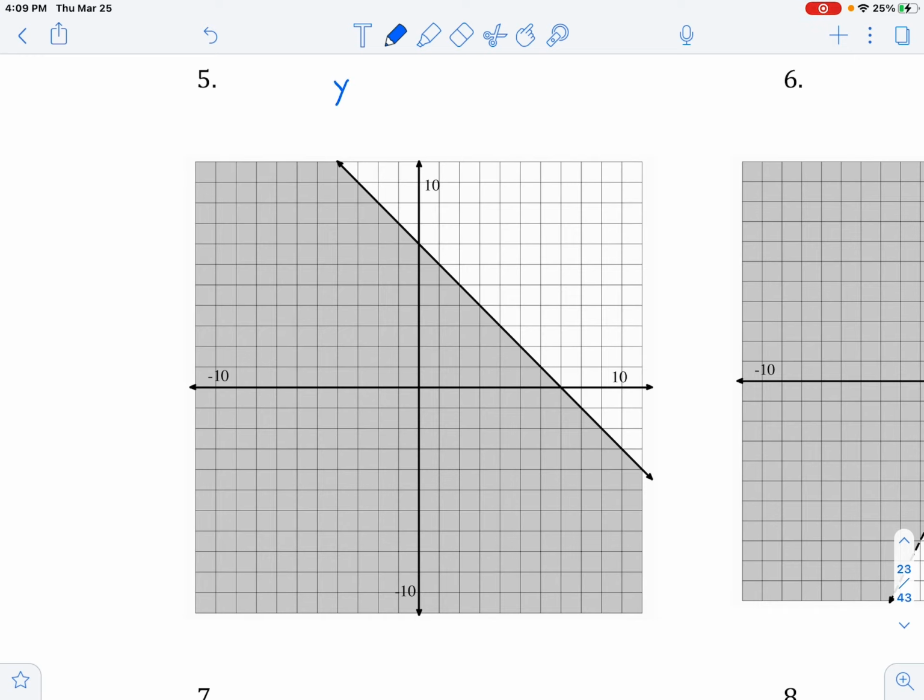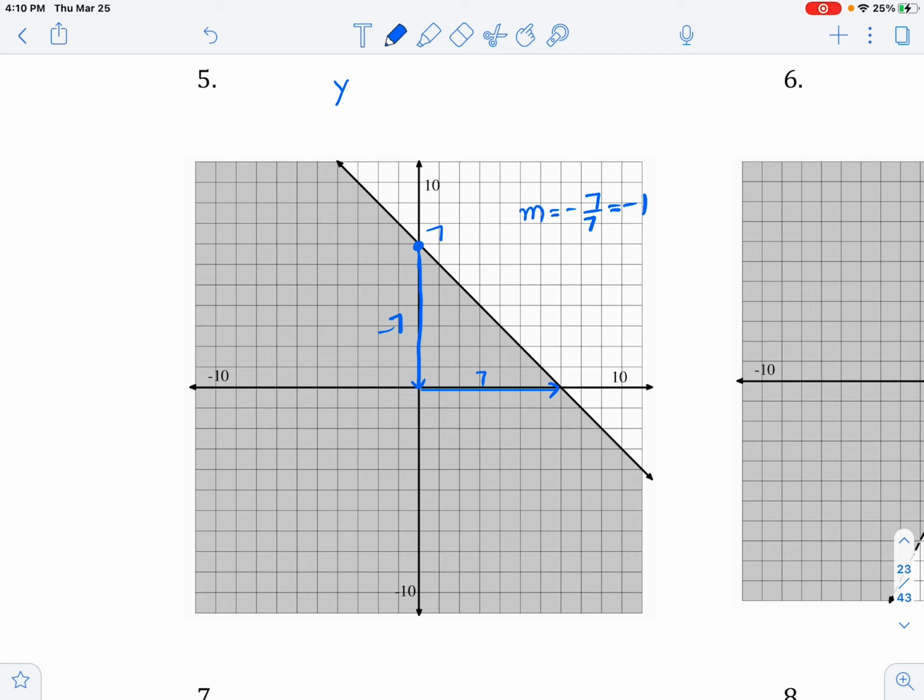Y is... now in this case, what is your y-intercept? If I count it, that's going to be 7, and then I have to find the slope. If I see the rise over run, it goes down by 7, -7, and it runs by 3, 6, 7, so it runs by 7. So my slope is -7 over 7, which is -1, and it's shaded below.